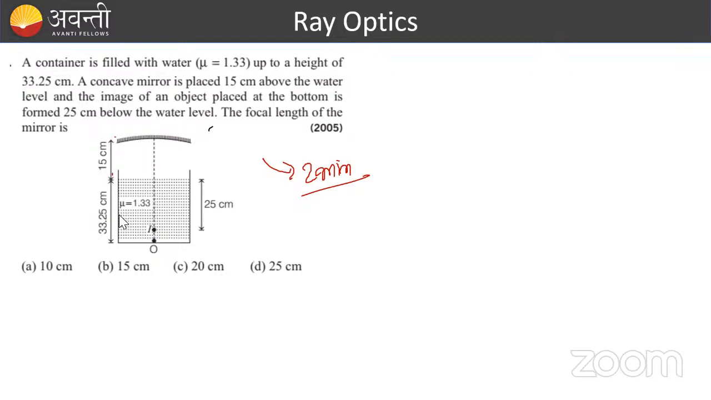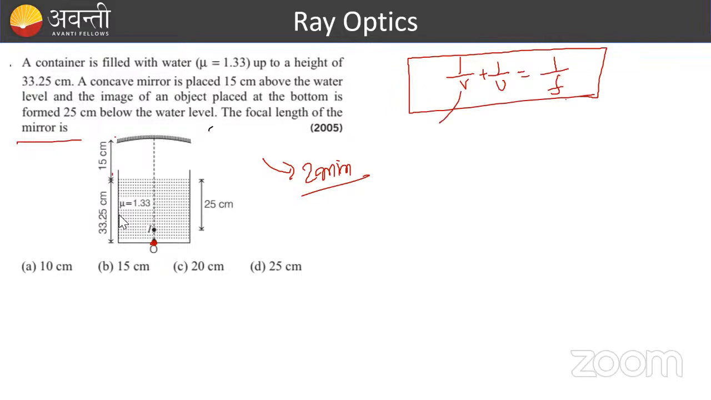Now what is happening? The image of the object placed at the bottom, object is here, is getting formed 25 centimeter below the water level. The focal length of the mirror is what? So first of all, how do we calculate focal length? Simply we will use the mirror formula, right? So this formula we are going to use.